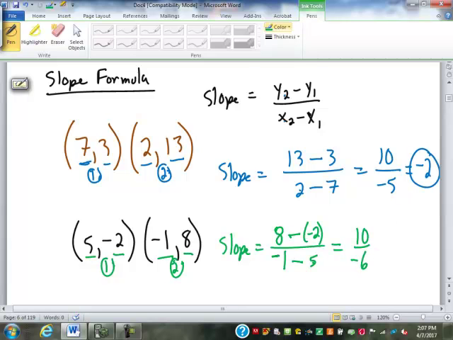Negative 6. Good. Now to simplify that, to reduce it, first of all, it's a positive divided by a negative. So we know it's a negative. Both 10 and 6 can be divided by what? 2. So 10 divided by 2 is 5. 6 divided by 2 is 3. So that slope is a negative 5/3.